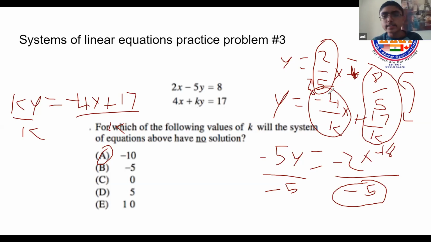Okay, so what happens here is 4 is 2 times 2, right? And you have the negative here. So you need something to balance out the negative. All of the positive answers are gone immediately, simply because you want the slope to be the same. If one is negative and one's positive, that doesn't work. And since 4 is 2 times 2, then we need 5 times 2, and with that is 10.